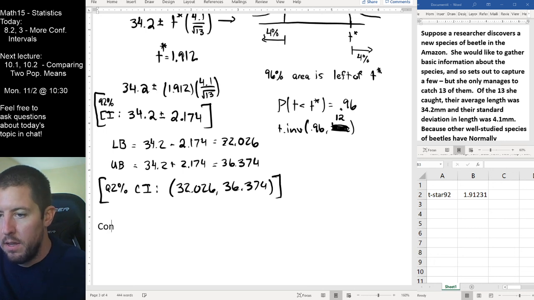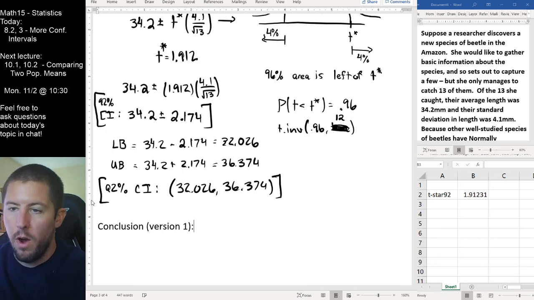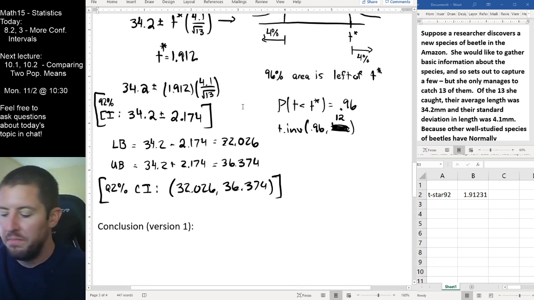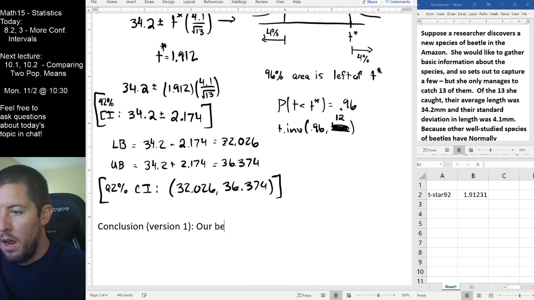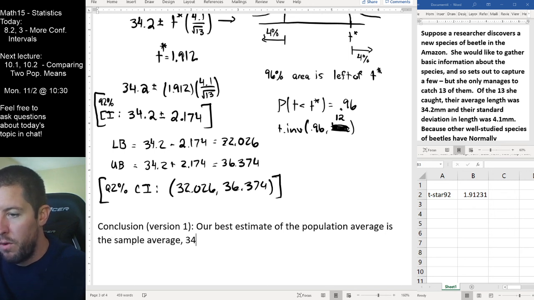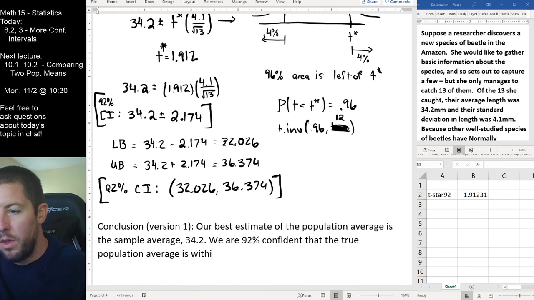So I'm just going to say conclusion version 1. And in version 1, I'm going to reference this information up here. Our best estimate of the population average is the sample average, 34.2. We are 92% confident that the true population average is within 2.174 millimeters of the sample average.